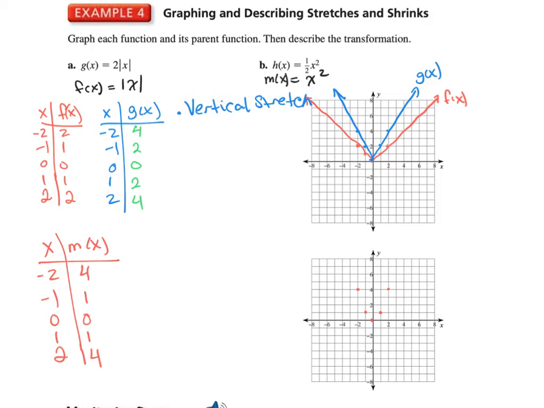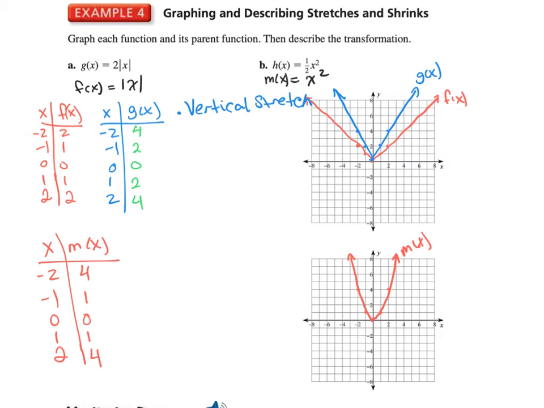Now you notice that this isn't quite a V. It kind of looks like a V, but it's not. This is U-shaped. The shape's called a parabola, okay? But it's a quadratic function. So this is m of x. So it's nice and U-shaped, it's pointing up.